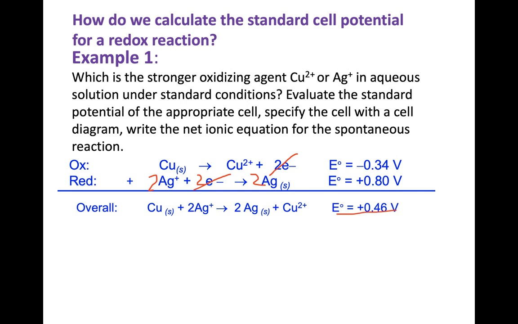So this is spontaneous, right? Because our overall cell potential, when I add these two up, gives me a positive number. If I flipped both of them, right, instead I re-oxidized the silver and reduced the copper 2+, I would get a negative 0.46 volts, and it would not be spontaneous.